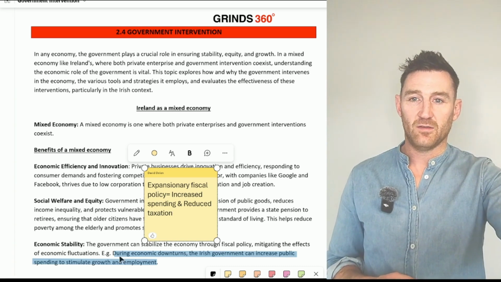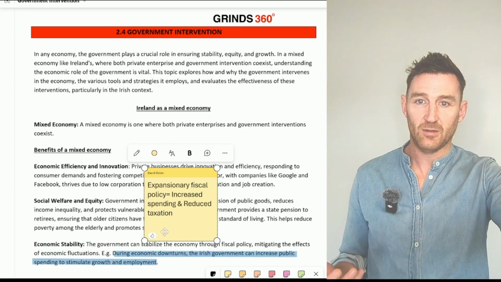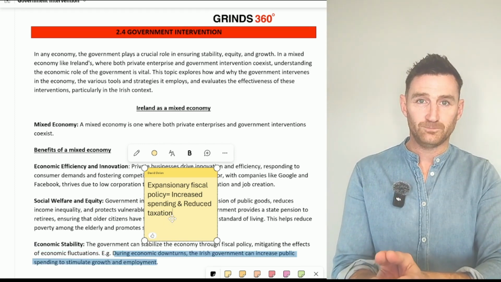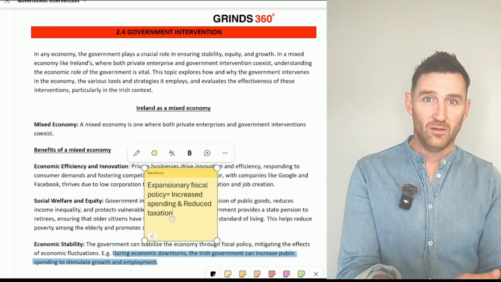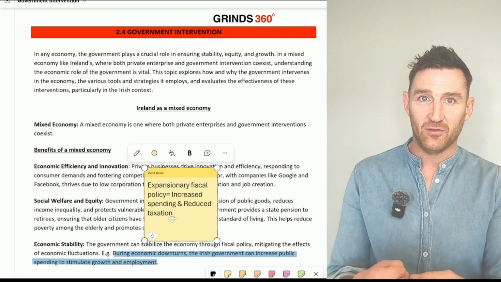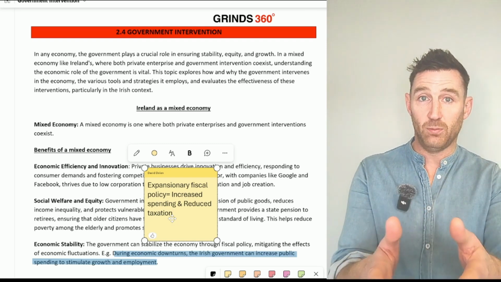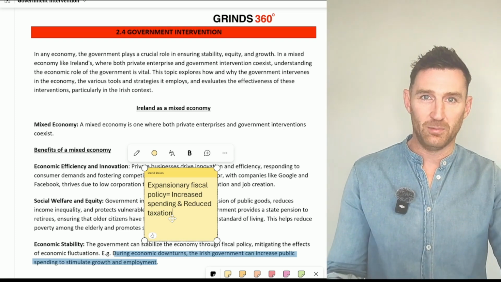So if you look at what it says here, during economic downturns, the government can increase public spending to stimulate growth and employment. So if the government during a recession spend more money, cut taxes, we'll have more money to spend, we'll spend that money, and that demand will get the economy going. That demand will lead to demand for output, and then to make that output, businesses will need to hire people.